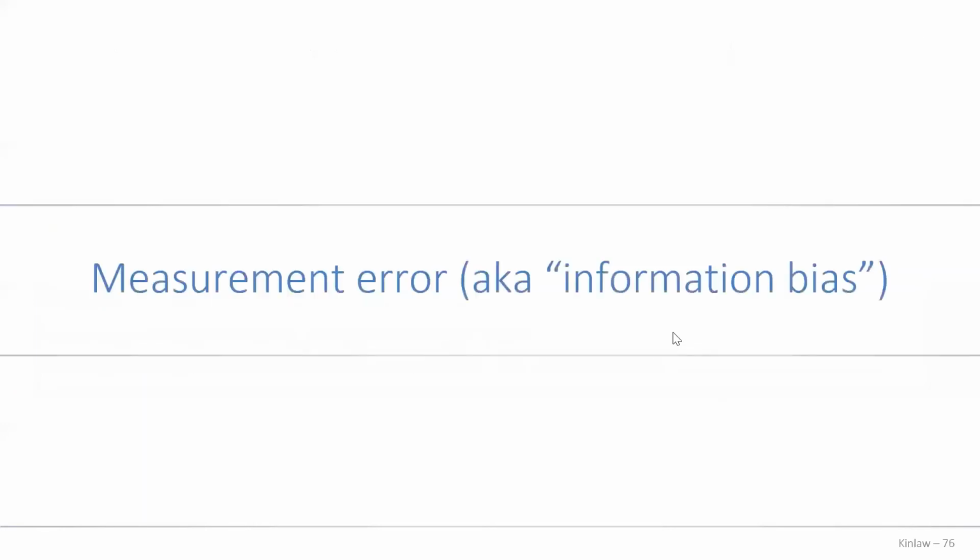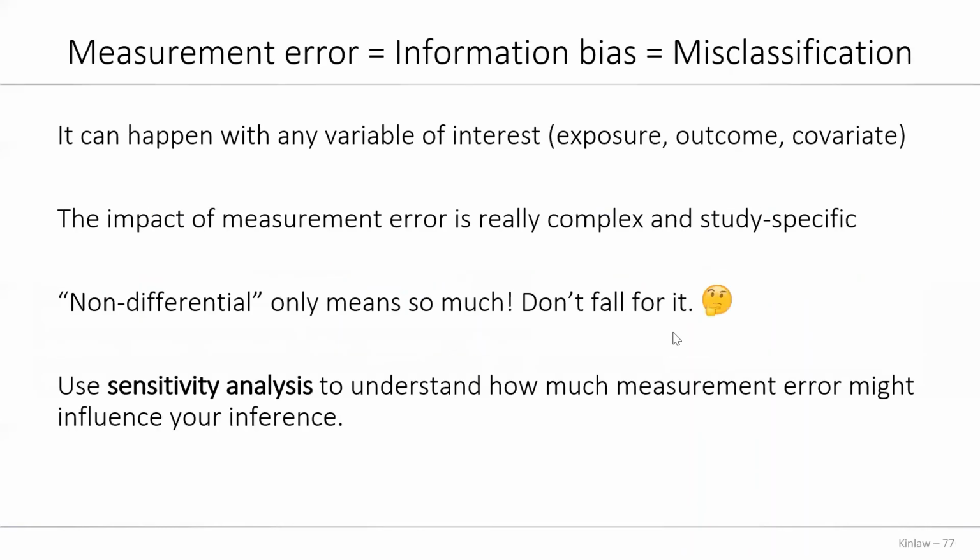The last major type of bias is measurement error. Measurement error has a lot of different names, but it can be thought of quite simply as exactly what it sounds like. If any variable is mismeasured, whether it's the exposure, the outcome, or a covariate, it can threaten valid interpretation of data. Even though it's simple to name measurement error, it's really unpredictable and complex to interpret its impact.